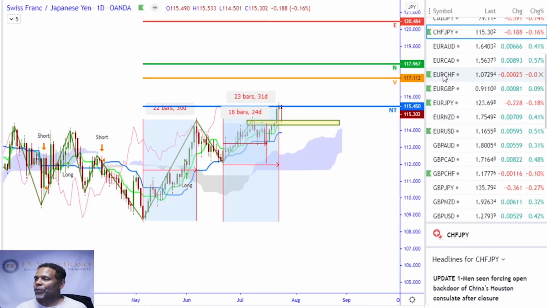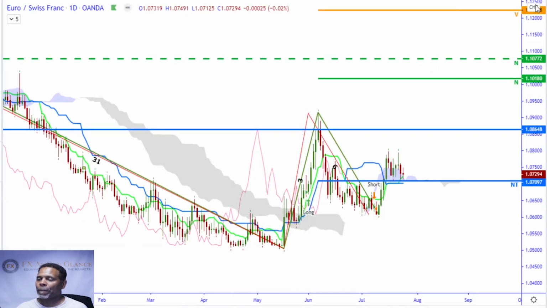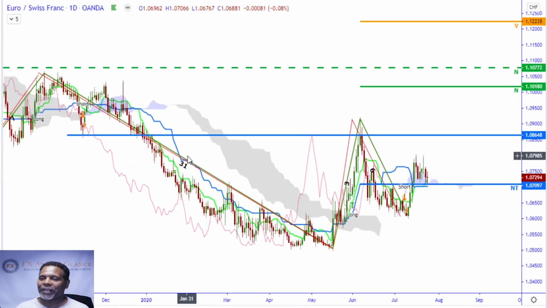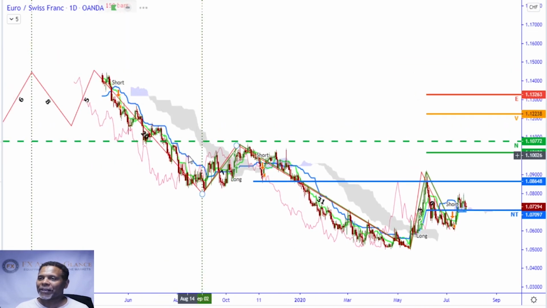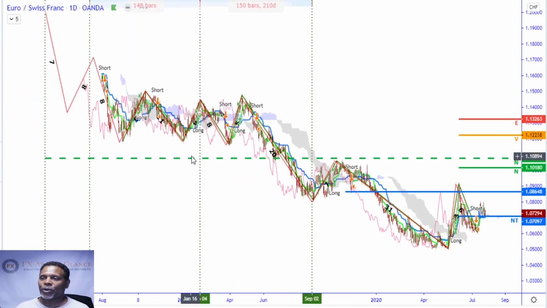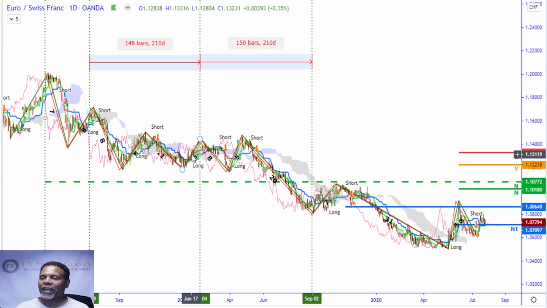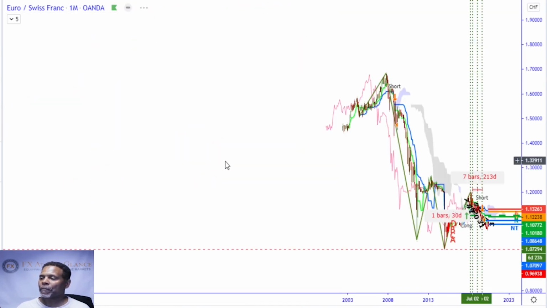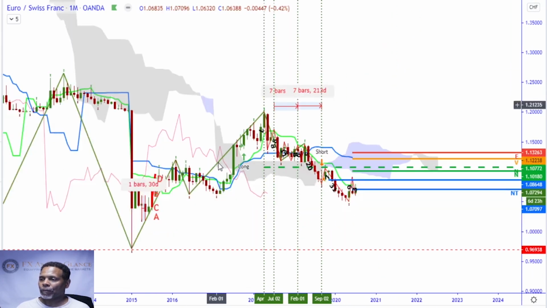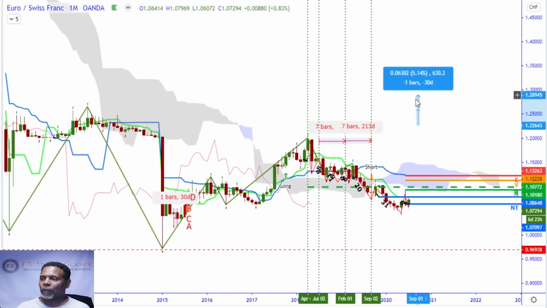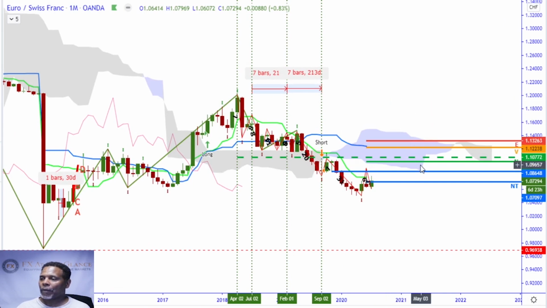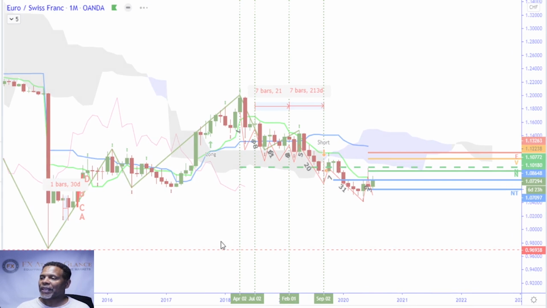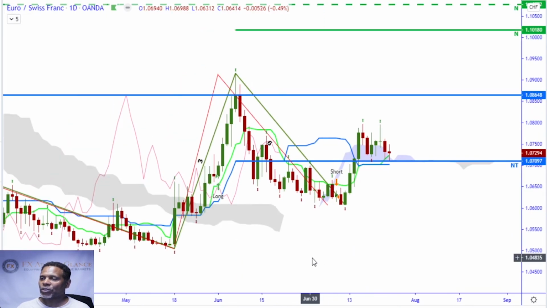Let me show you the Euro Swiss franc. I'm going to go a little quicker because I know you guys are probably getting tired of watching me. Again, I have the daily time frame here. I'm going to go to the monthly real quick. And on the monthly here, let's go back to this daily and see if we can look at the target trades.